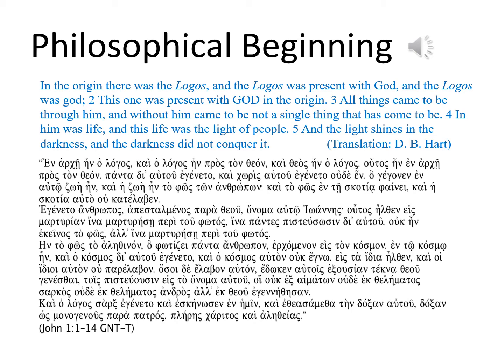And it goes: In the origin, in the beginning, there was the Logos, and the Logos was present with God, and the Logos was God. This one was present with God in the origin. All things came to be through him, and without him came to be not a single thing that has come to be. In him was life, and this life was the light of people, and the light shines in the darkness, and the darkness did not conquer it.